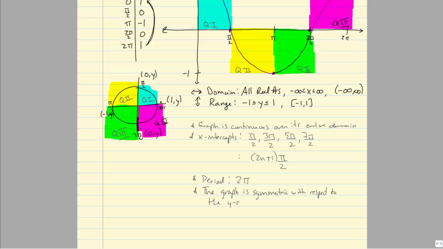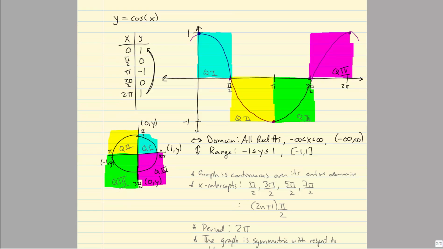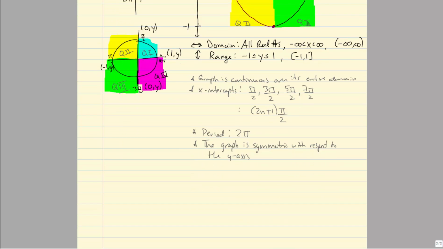Now if it's symmetric with respect to the y-axis, and we won't see it so much here, but basically it means it reflects from the right to the left. I could fold it over the y-axis and I would get a mirror image. And we'll see this a little bit better when we graph this on our calculators. Now if I have a graph that's symmetric with respect to the y-axis, we call this an even function.